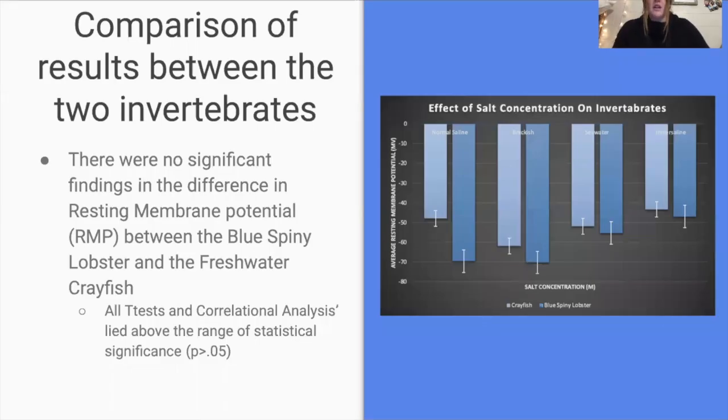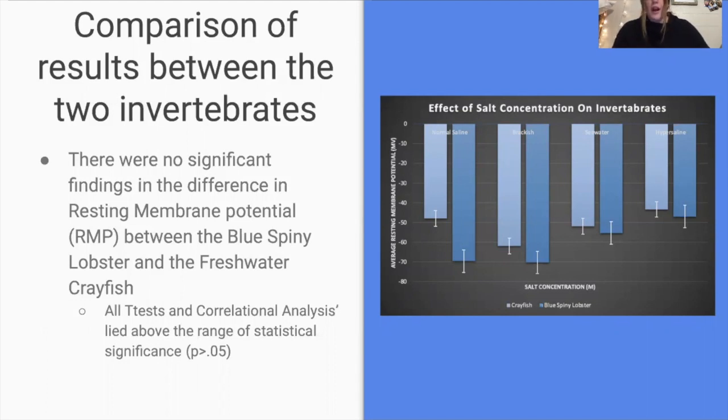So for the comparison of the results between the two invertebrates, we had a comparison bar graph showing the crayfish in the light blue and the blue spiny lobster in the dark blue between all solutions. Unfortunately, there were no significant findings in the difference in resting membrane potential between the blue spiny lobster and the freshwater crayfish. All the t-tests and correlational analyses lay above the range of statistical significance with a p-value greater than 0.05. There are a few that were close, but none that ranged in a 95% confidence interval.